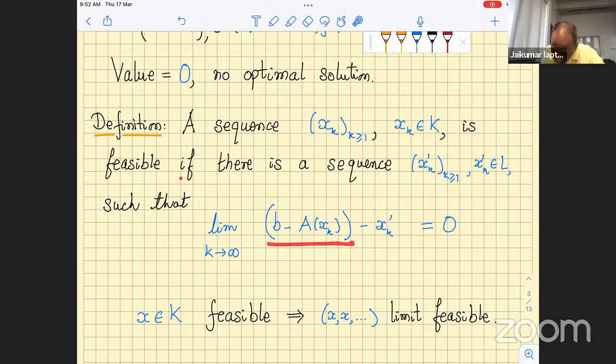if you look at this quantity, b minus Axk, as you move on this path inside K, it comes arbitrarily close to the cone L. And how do you say that? There are these points, so-called tracking points, because I'm just using the word tracking. These are the tracking points inside L, and the distance between this and this goes to 0.